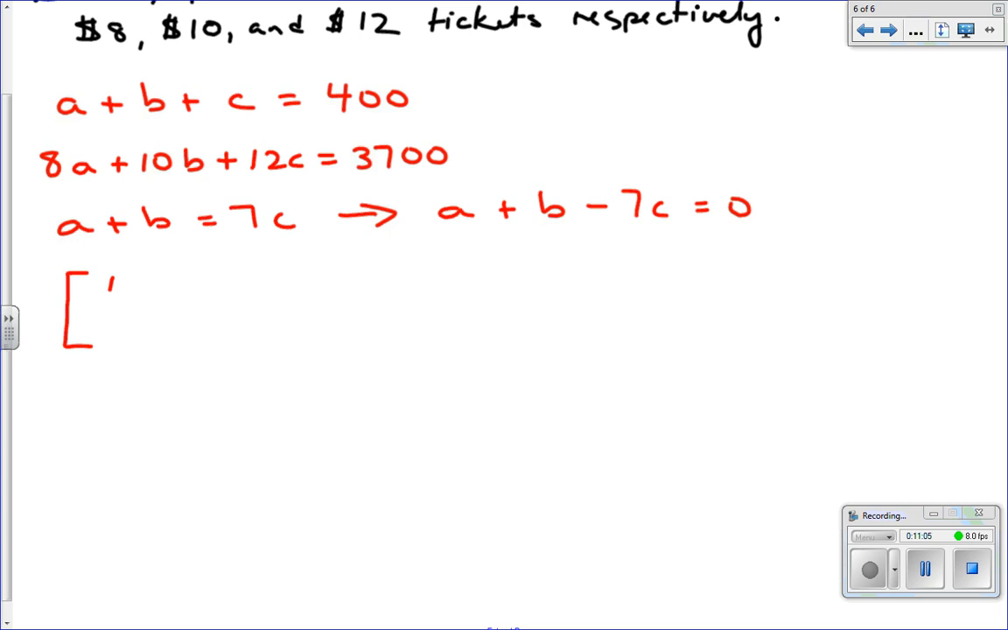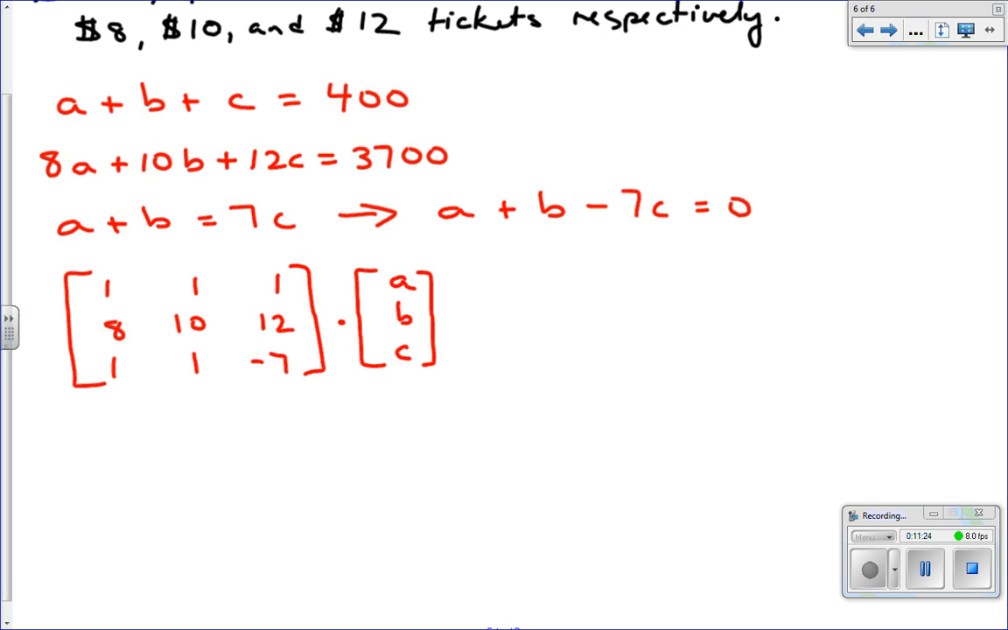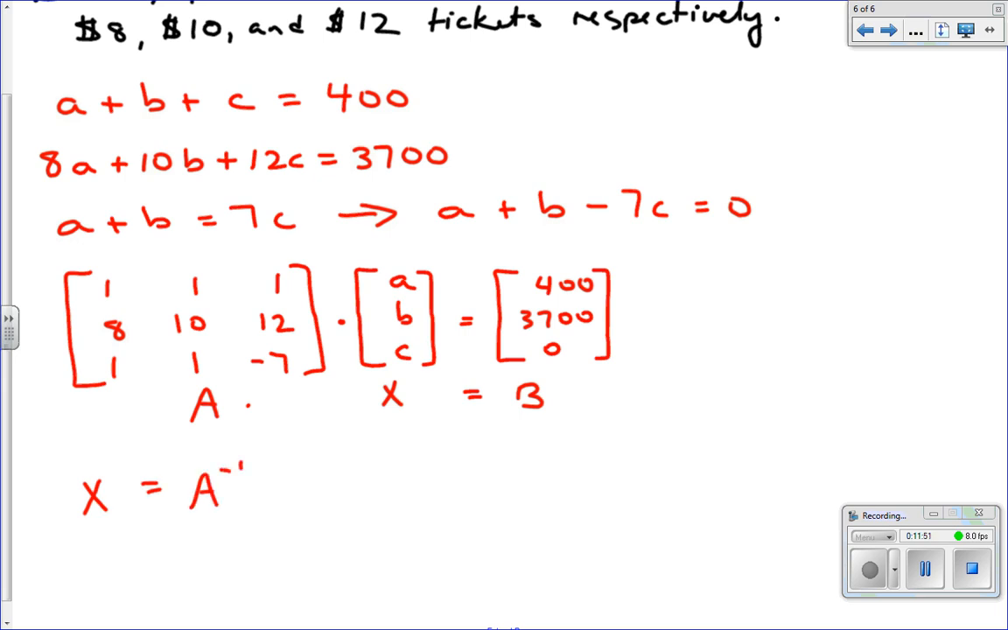Once those equations are rewritten, we can see that we have a matrix equation of 1, 1, 1, 8, 10, 12, and 1, 1, negative 7 times A, B, C, the variables that we declared, equals 400, 3,700, and 0. So if we call that A times X equals B, we can then determine that matrix X is equal to A's inverse times B, which with the calculator will give us 200, 150, and 50 as a result.